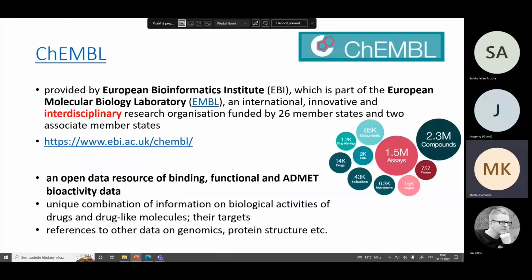So I would like to continue with another database that is very important for us. It's the ChEMBL database. It's provided by European Bioinformatics Institute, which is part of European Molecular Biology Laboratory. It's a European initiative, and this database offers open data of binding and functional and bioactivity data. In general, there are 2.3 million compounds, but you can search the compounds also based on the type of assay, based on the target, and indication, and also some other criteria.